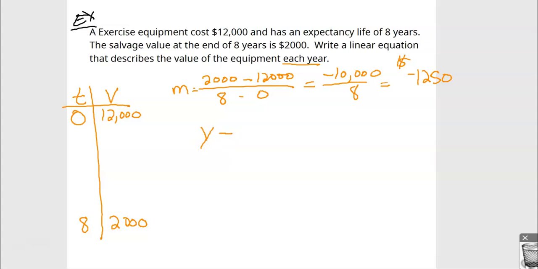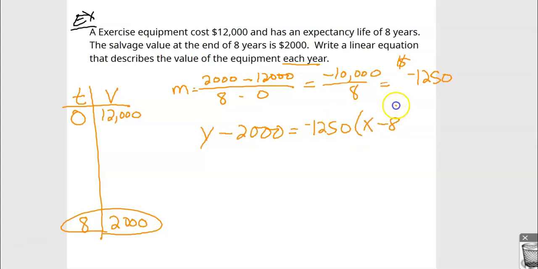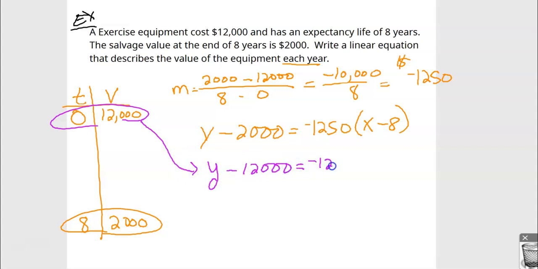So y minus, and I don't care which point, let's use this point right here. So y minus 2,000 equals negative 1250 times x minus 8. So that's the equation we can use, or again, if we wanted to use this one, you can use point slope for this one too. So y minus 12,000 equals negative 1250 times x minus 0, or just x, because x minus 0 is just x.